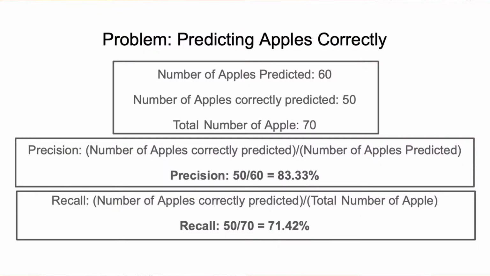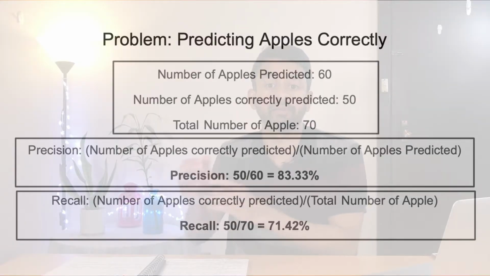So next time when an interviewer asks you what the difference between precision and recall is, you can come up with a simple example. Let's say I take up a problem of predicting apples. Precision means how many apples I have predicted correctly out of the total number of apples I have predicted.